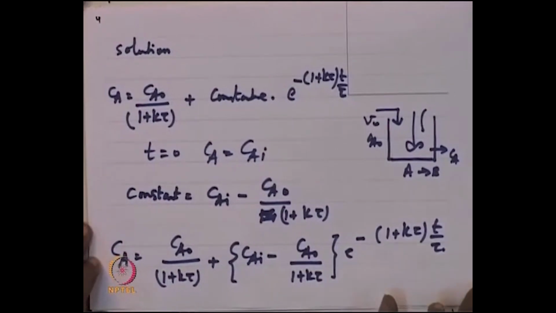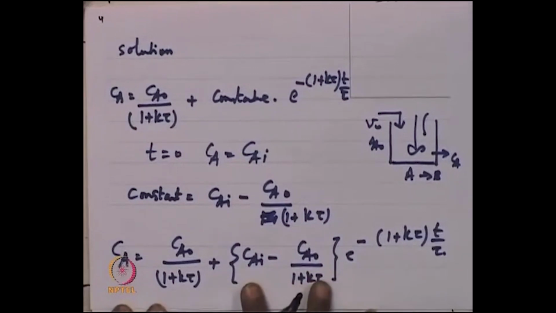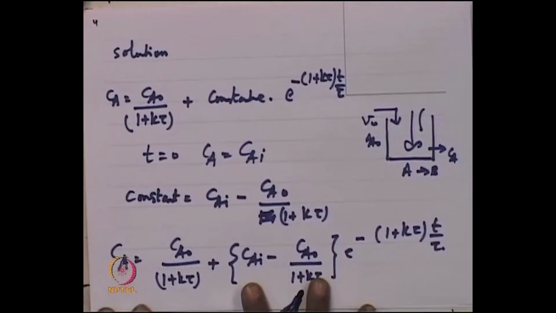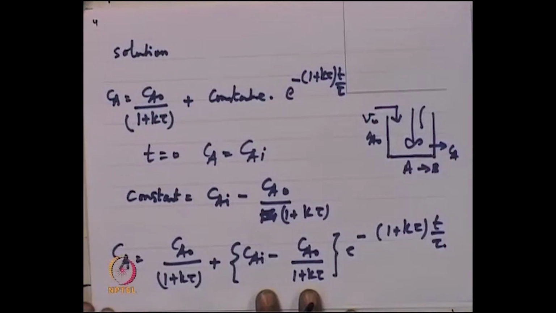But what is more important is, if I ask you how long does it take if we appropriately choose C A I? If we choose C A I equal to C A naught divided by 1 plus k tau, then the time to reach steady state is nil, or in other words, the process operates at steady state from time t equal to 0. By an appropriate choice of the initial state in the CSTR, you can actually avoid the time that you will lose in reaching steady state. This is the point to be remembered.